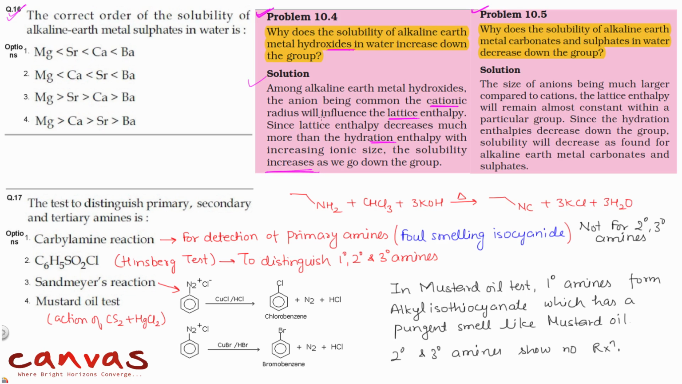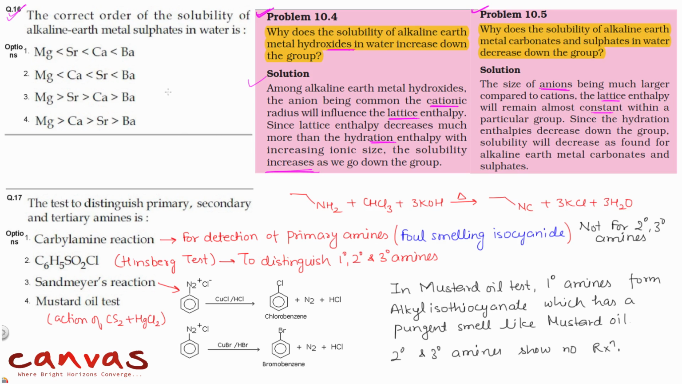I hope you're getting my point, because I don't want to go into the detail, otherwise it will take too much time. In the case of carbonates and sulfates, the anions are much larger. That is why the lattice enthalpy is decided mainly by the anions. As you move down, sulfate is the common anion, so the lattice enthalpy is almost going to be constant. Not exactly constant, almost constant. So hydration is decreasing, you are getting less and less hydration as you move down, but the requirement to break the lattice is the same.